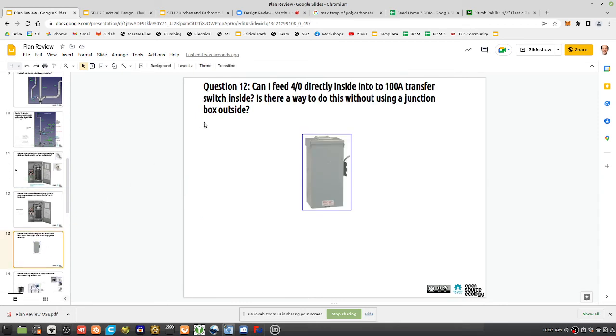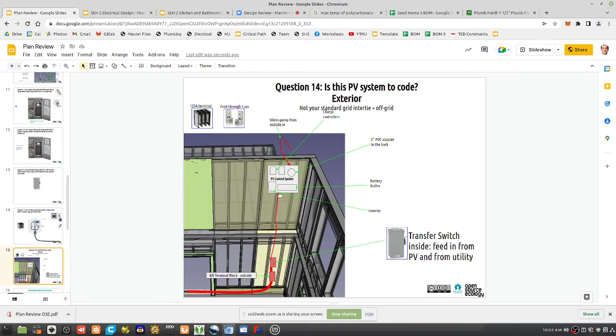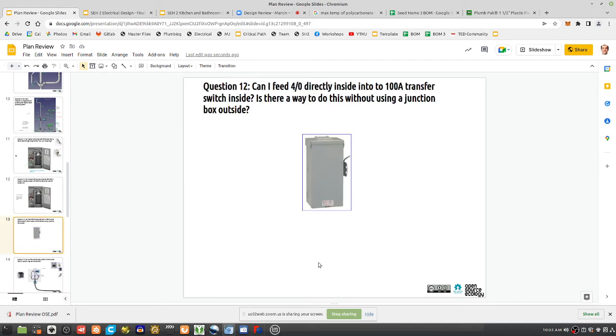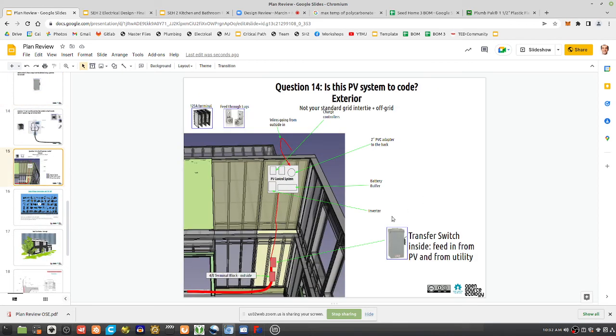Yeah, understood. Okay, so now it gets into some controversy here. If we want to do PV, are you a person that I can ask about photovoltaics? Because I wanted to do this transfer switch on the inside of the house, which would be right here. So on the first floor, we've got a transfer switch that's fed from a 4-aught terminal block outside.